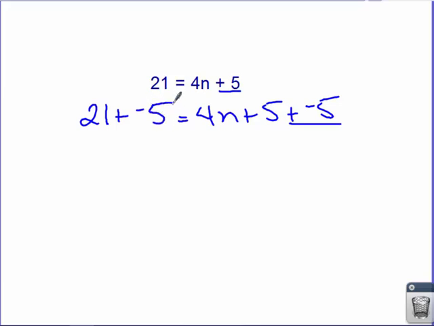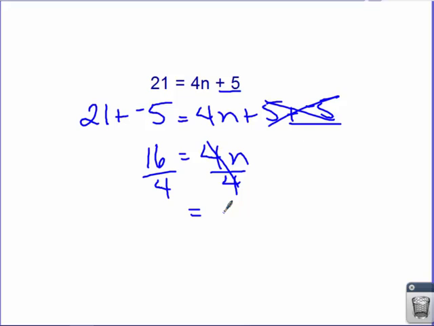Okay, so now when I add this together, I got 21 plus negative 5. Well, our signs are different, so we're going to subtract, and we end up with 16, and it's going to be a positive 16 because the 21 has more. And then on the right-hand side, my 5s are going to go away, and I'm left with just 4n. So now how do I get rid of a multiply by 4? We do a divide by 4, and you do that on both sides. So the 4's on the right divide out and become a 1. So I end up with 1n, or just n, equals, and then 16 divided by 4 gives us positive 4.